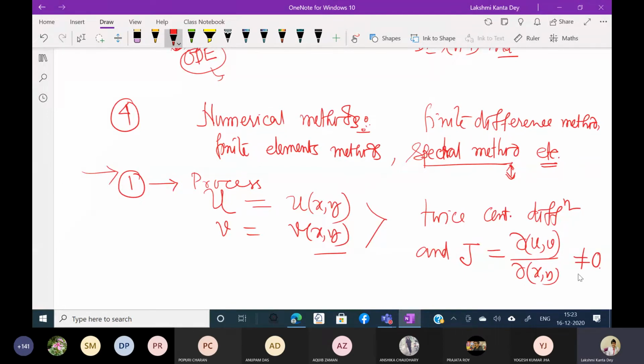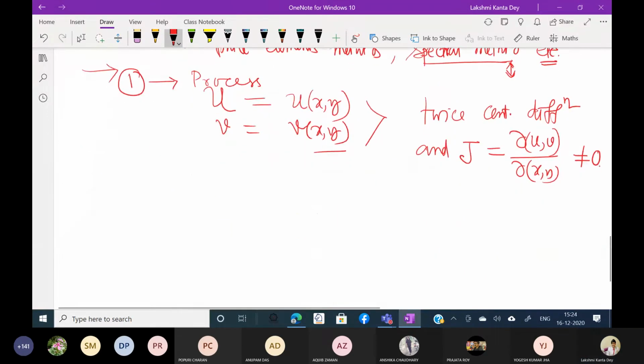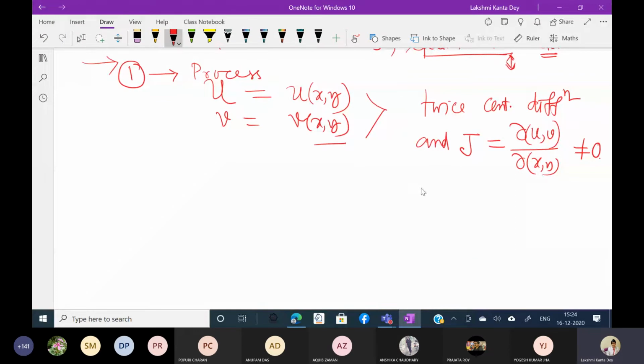So what is the Jacobian? Prajata, can you tell? This is the determinant of u_x, u_y, v_x, v_y. Very good. So its determinant is non-zero. We are expecting that the determinant of this is non-zero. This is known as the Jacobian of the transformation. This type of transformation we use in the change of variables in multiple integrals. Can you recall?